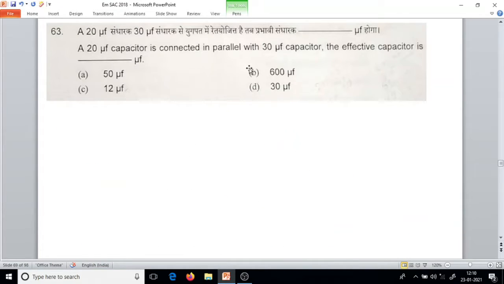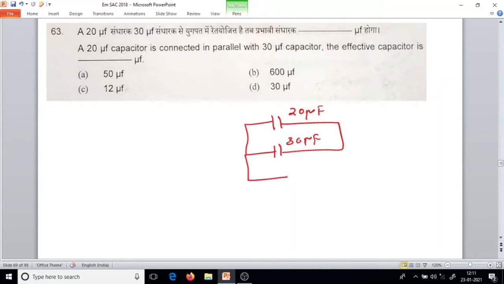Question number 63. A 20 microfarad capacitor is connected in parallel with a 30 microfarad capacitor. The question asks for the effective capacitance. One capacitor is 20 microfarad and the next capacitor is 30 microfarad. What is the total capacitance of the combination, CT?